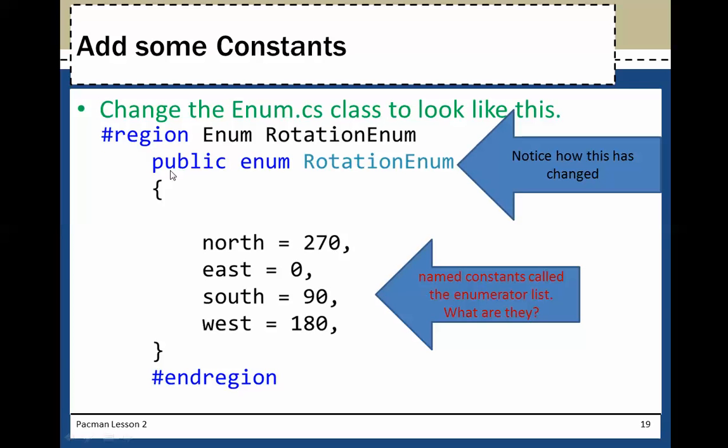By the way, when we change the class to public enum rotation enum, this has made it a special kind of class that's an enumeration. Alright, so north, east, west, these are never going to change, so that's why they are constants. Named constants called the enumerator list, and what are they? Well, I just told you.